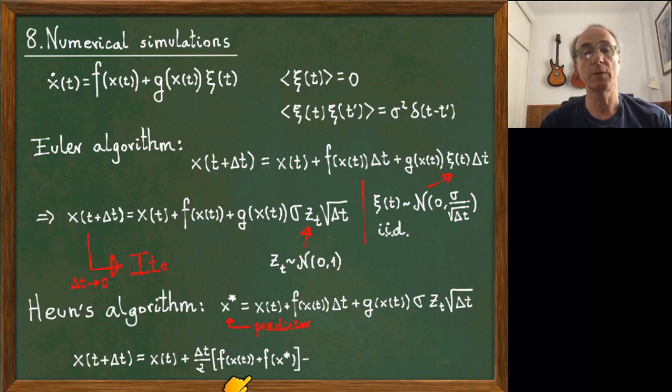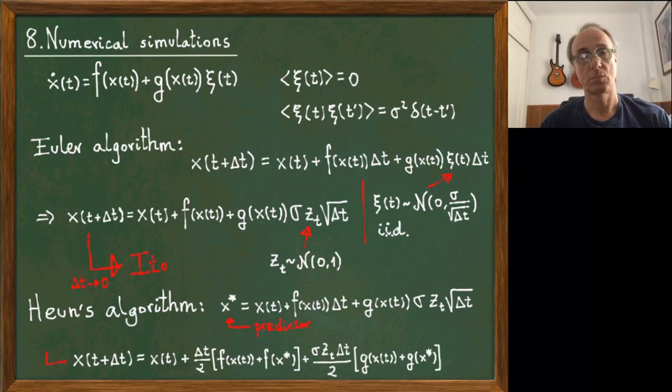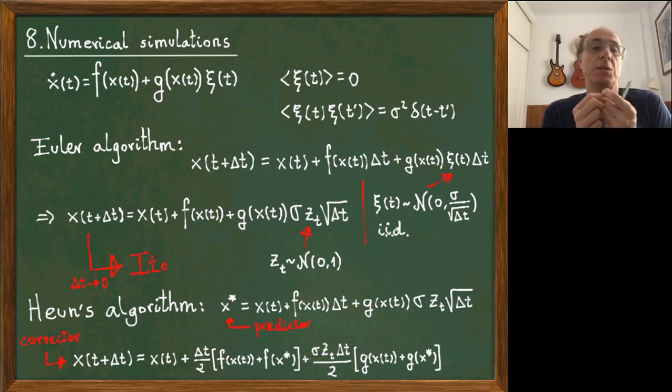And we do the same with the noise part. So we do the same here. This is called the predictor, and this is called the corrector, because we correct this initial Euler value by using the average of f and the average of g. And the rest is the same. You use z t and delta t. The only trick here is that this z and this one must be the same, because you are really integrating for a realization of the noise. So it doesn't make sense to use two different variables for the predictor and the corrector. You have to use the same one for the predictor and the corrector.